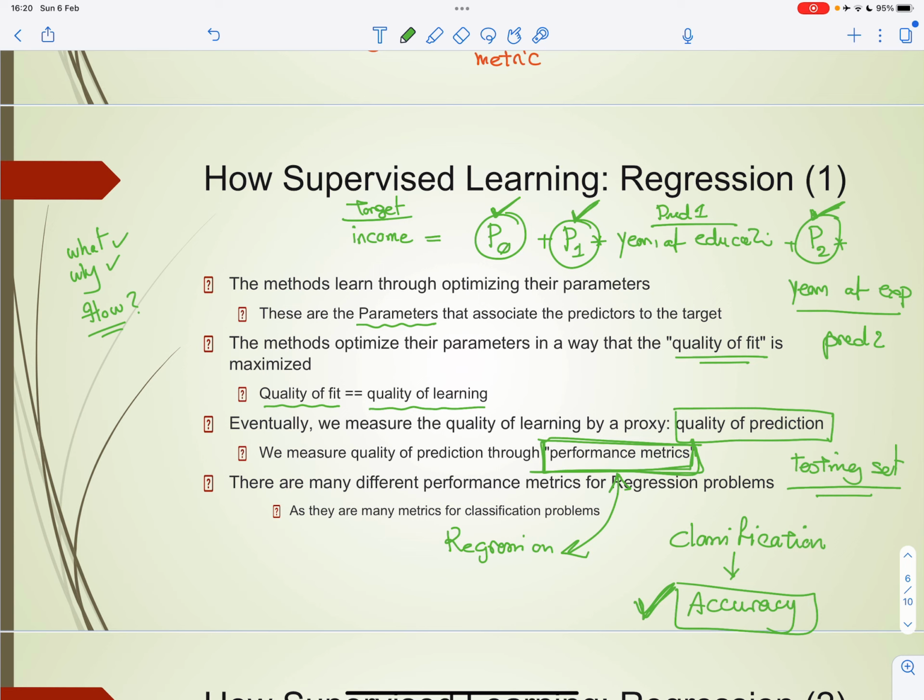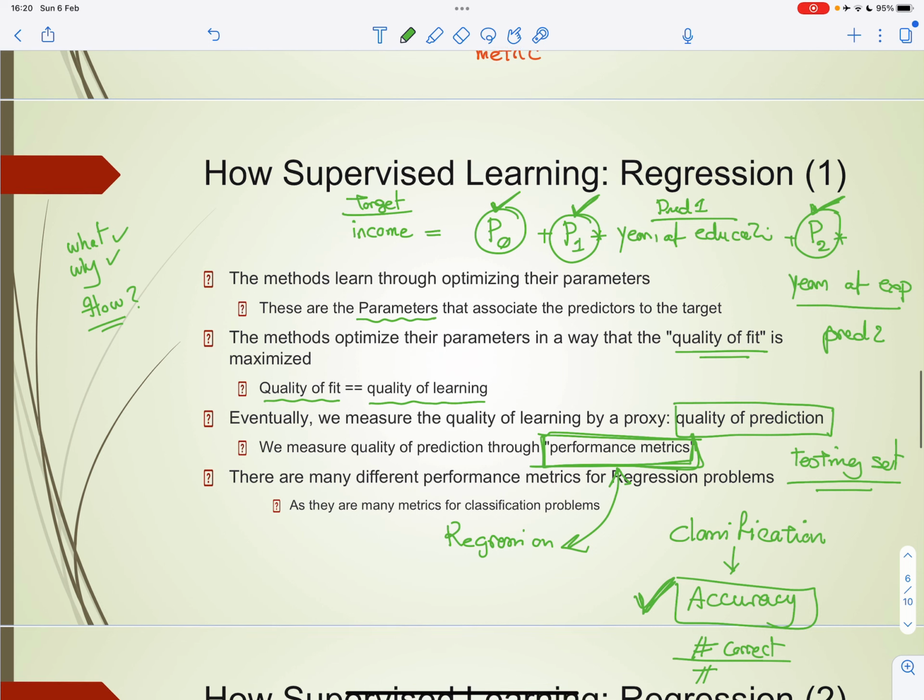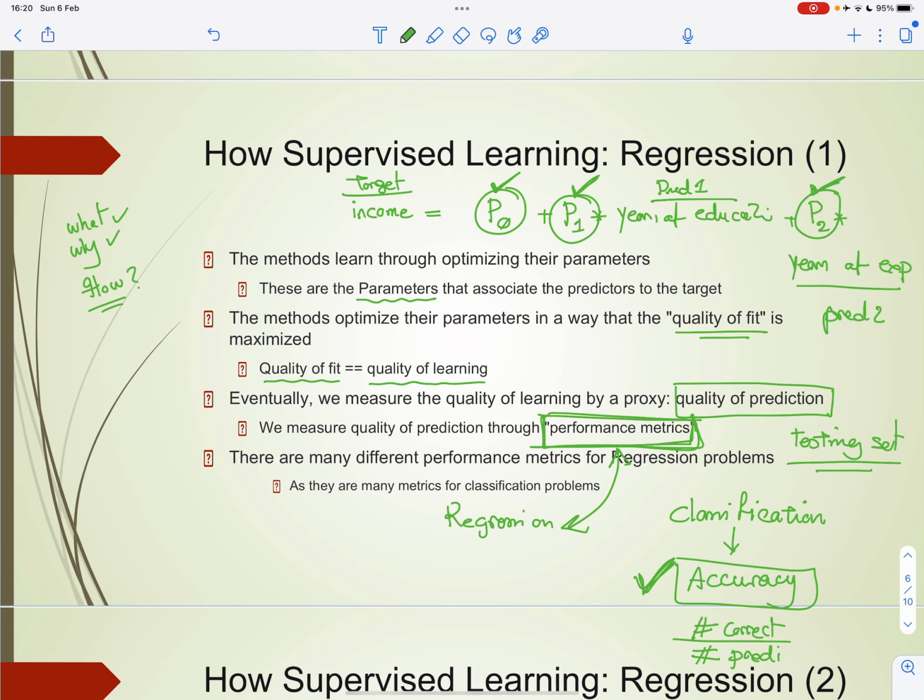And accuracy in the previous definition was the number of correct answers to the number of all predictions, the number of correct predictions to the number of all predictions. So we need to define the performance metrics for regression problems. There are many different performance metrics for regression problems, as there are many metrics for classification problems as well. We learned one of those many metrics for classification problems. We will learn two metrics for regression problems this week.